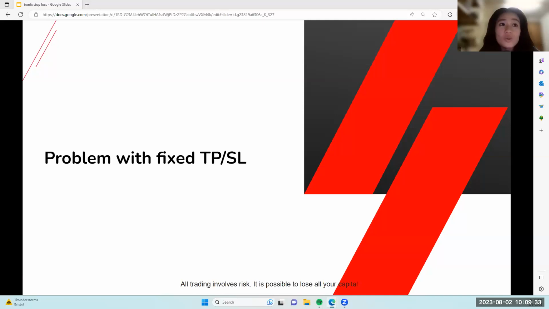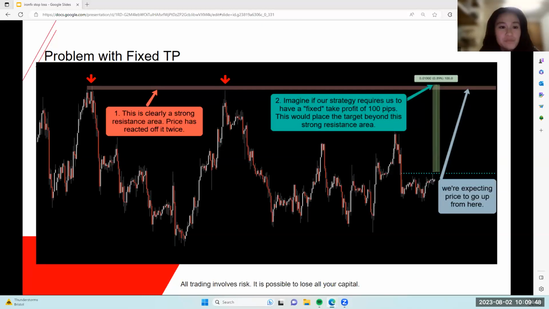Although we're focusing purely on stop losses for today, I do want to touch a little bit on take profit as well. So we'll start off by going through the issue of having a fixed take profit and stop loss. We're going to start off with take profit.